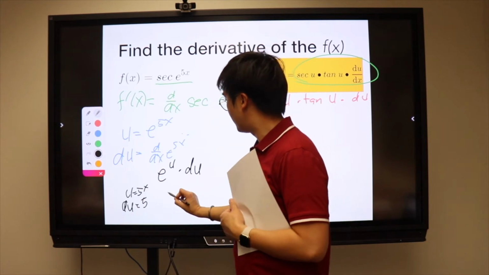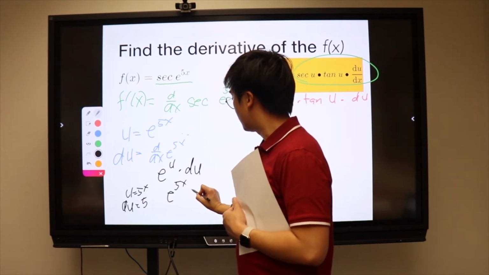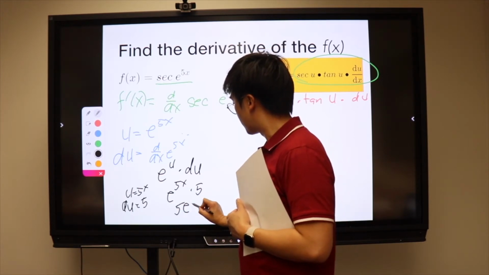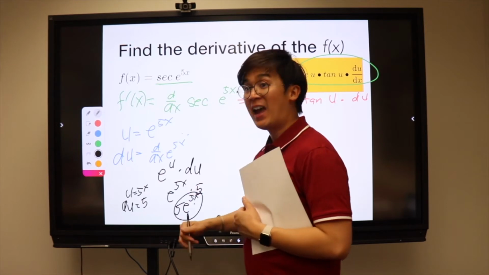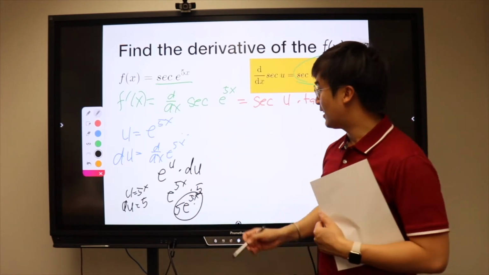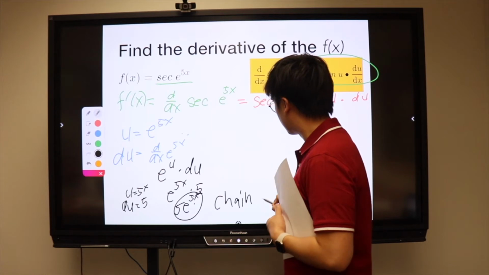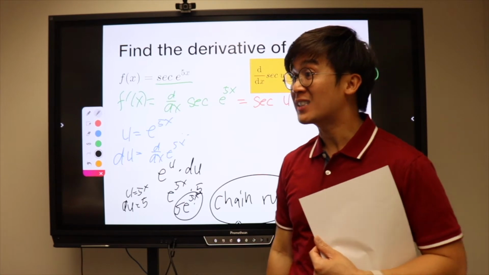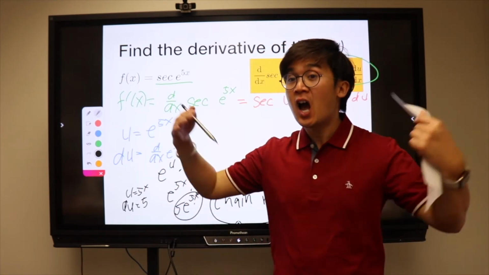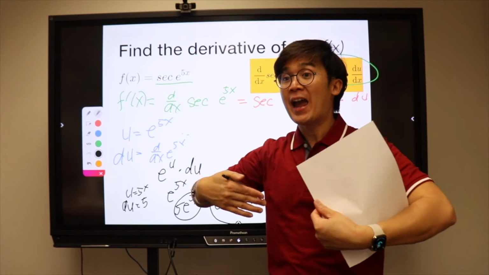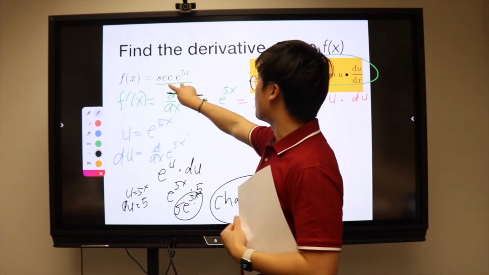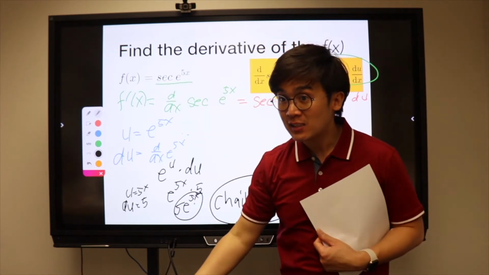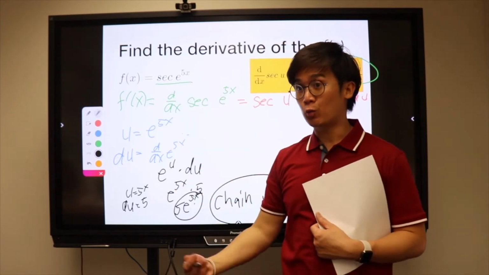And now we have e to the 5x times 5. Can we make it prettier? Yes. What you just did is the idea of a chain rule. The chain rule is taking an f of g of x, a function inside a function. And what is the function inside the function? Your main function is the secant. Your second function is e to the 5x. This is the chain rule that you're working on.